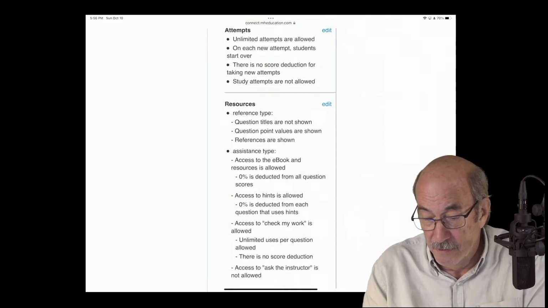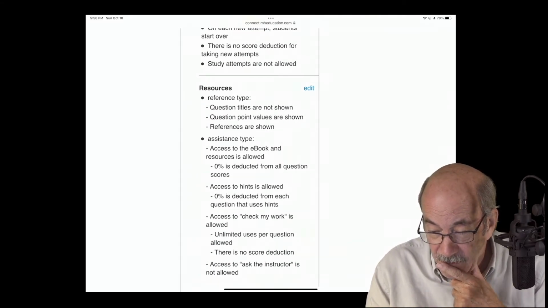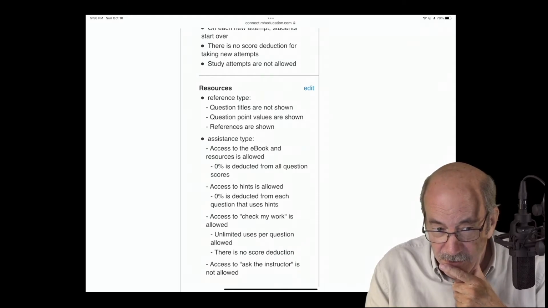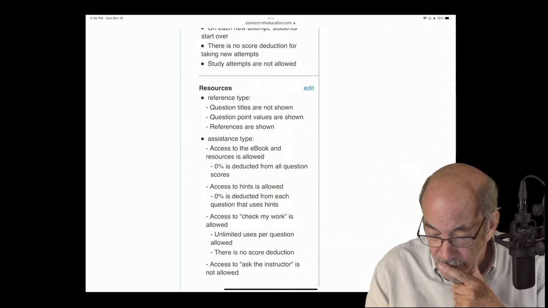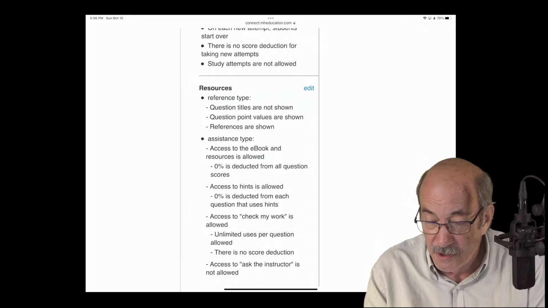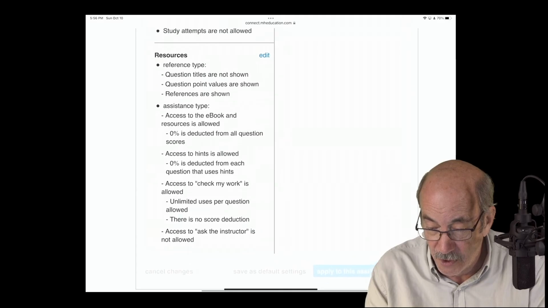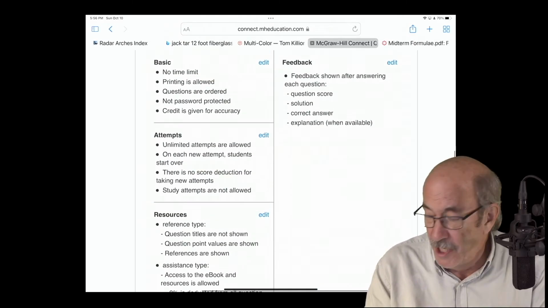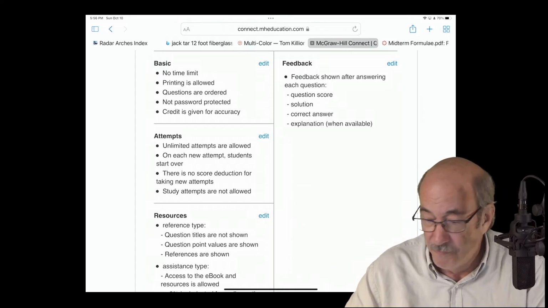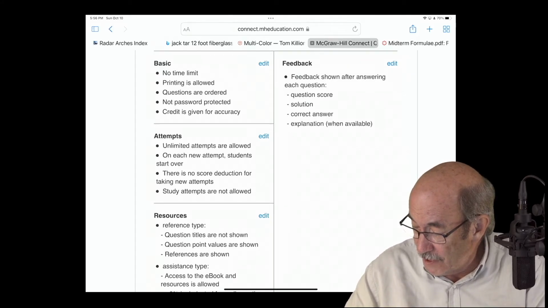Anybody seeing it where I'm not seeing it right offhand? Do you see that, Chandler? Is there anything in here that you spot? Asking to ask the instructor is not. Maybe in the reference type. It says Question not shown. Never mind. No, that would be up in the drop down, I think. Access to ebook, access to check my work, unlimited uses per question. I'll dig around there after we're done. I don't want to spend too much of your time on it right now. Let me see if I can find some way.